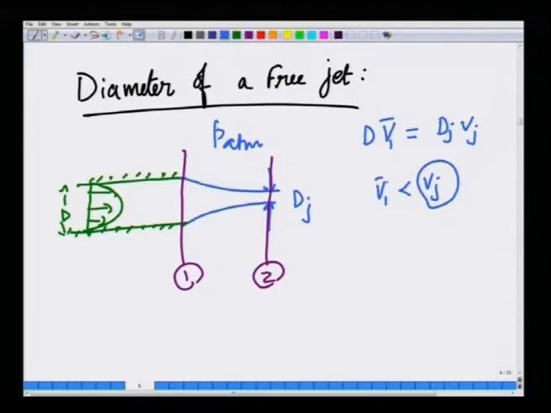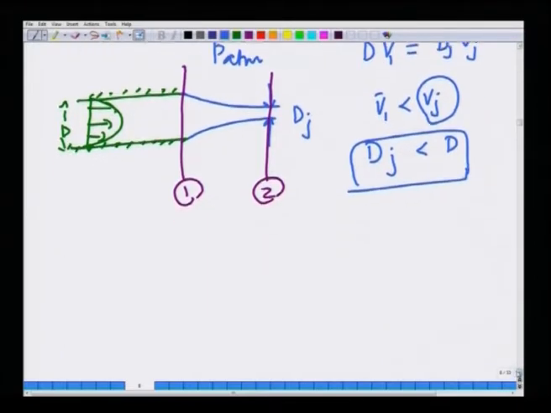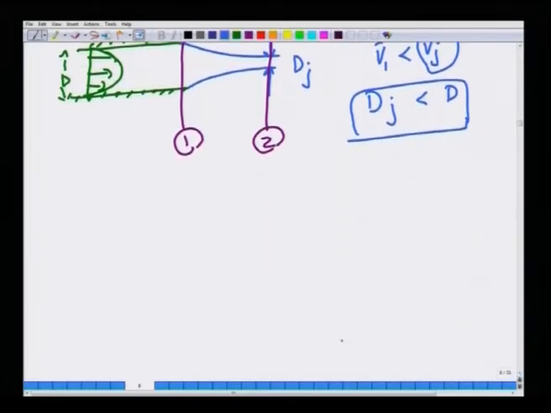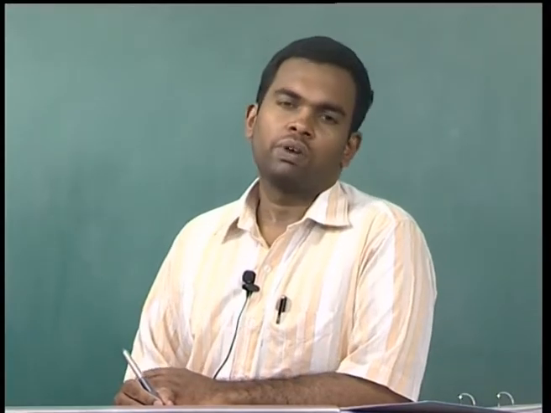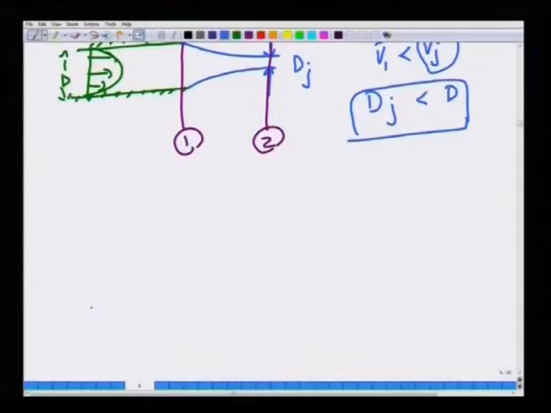So, at steady state the mass conservation states that d times v1 is equal to dj times vj. Since v1 is less than vj, that implies that dj has to be smaller than d, that is, the jet diameter will become smaller than d. That is from physical considerations. So, how do you estimate or come up with an expression for the jet diameter? For that, we can either use the integral energy balance or the integral momentum balance. So, I am going to demonstrate both.